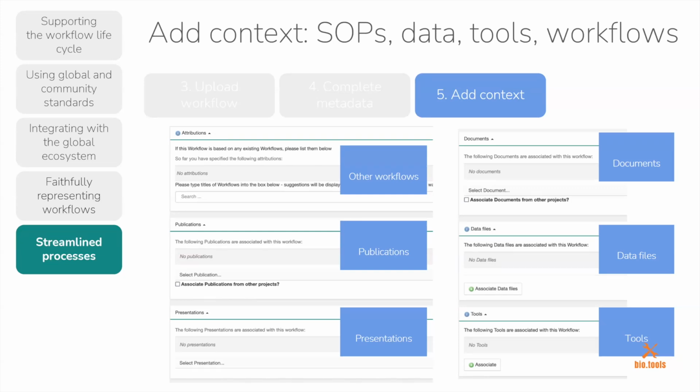And that can include things like attributions for other workflows, because your workflow might be based on another one. The addition of things like publications, presentations, and documents, all those things that describe the use of the workflow or the workflow itself. Even references to key data files. And as Carole mentioned before, the opportunity to actually reference other registries like bio.tools, which allows a user who's learning about your workflow to learn about its individual components as well.